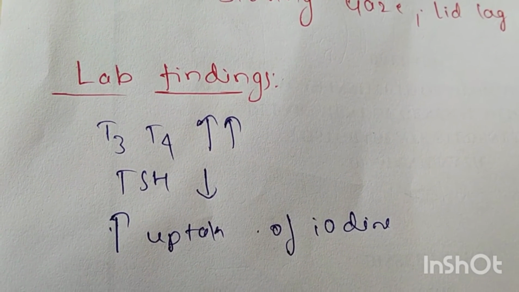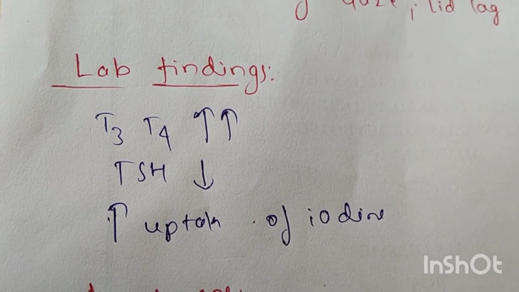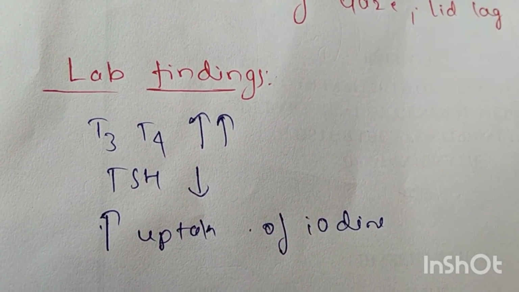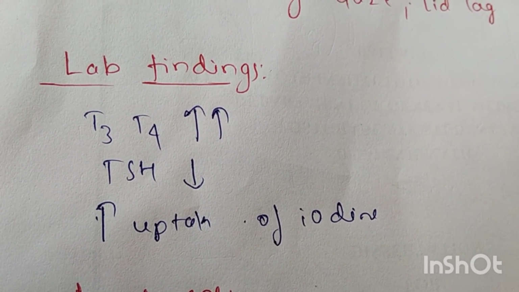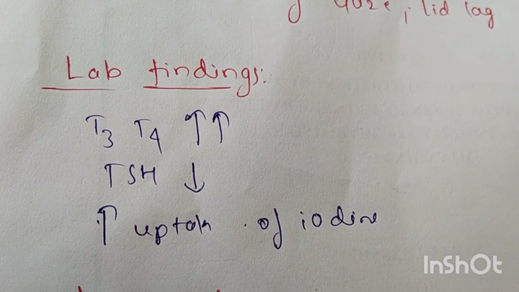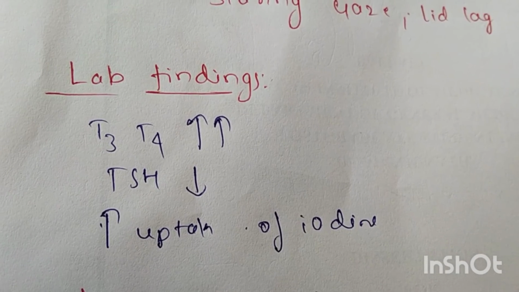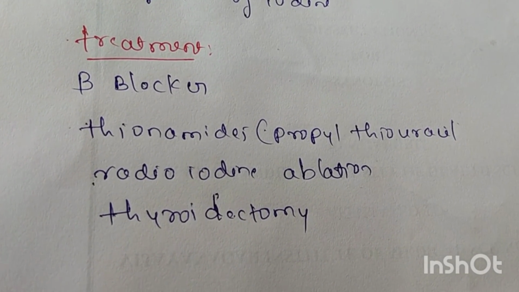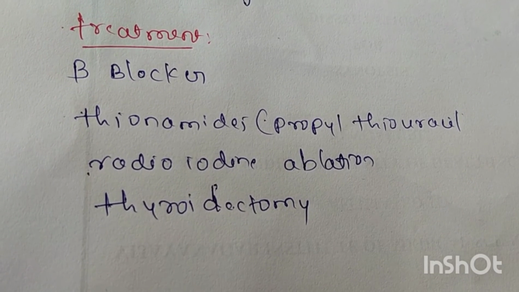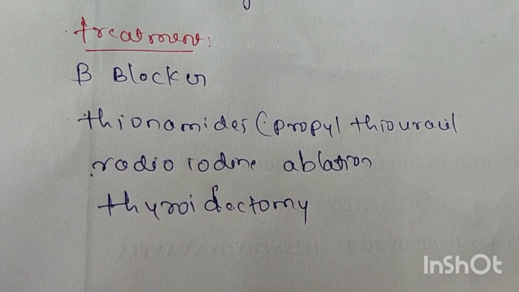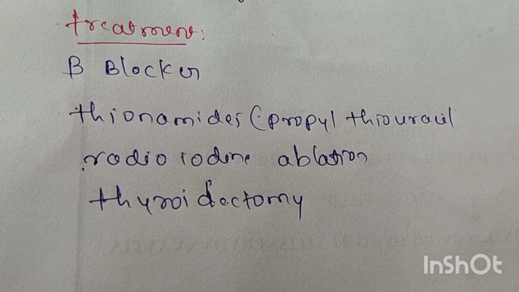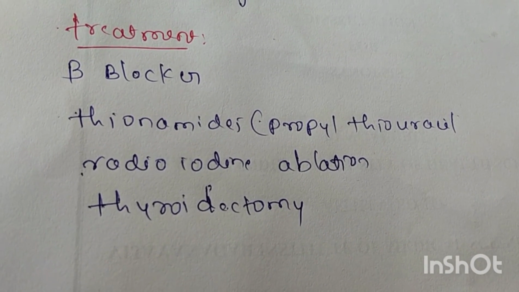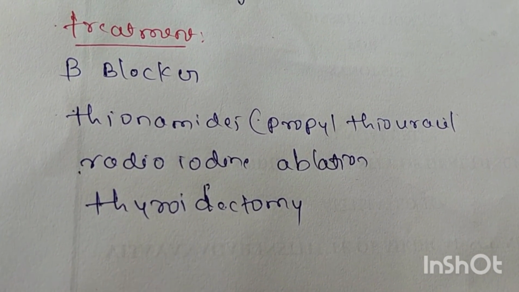In Graves' disease, T3 and T4 levels are increased because of hyperthyroidism, and TSH decreases due to loss of feedback, with increased uptake of iodine. Treatment: to reduce the sympathetic symptoms we give beta blockers, and to reduce the thyroid activity we give thioamides like propylthiouracil, and radioactive ablation. Thyroidectomy is the ultimate treatment.